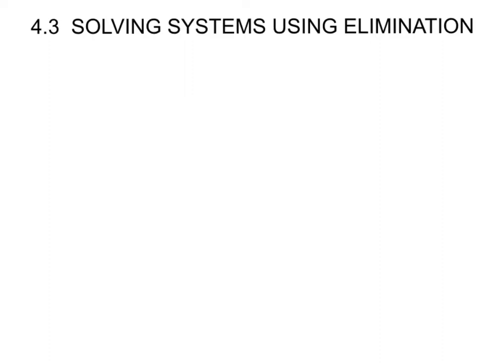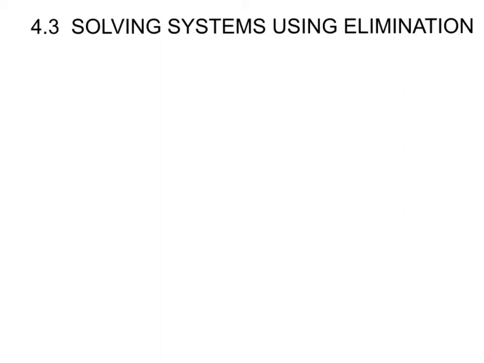In section 4.3, you are going to learn the last way to solve a system of equations, and that is by using the elimination method. This is also called the addition method or linear combination. Personally, I like to use the addition method or the elimination method better. But when you use the addition method, you are eliminating a variable in the process.